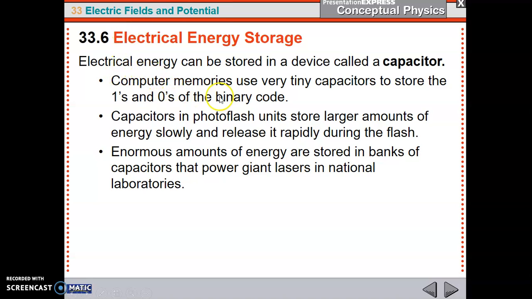Electrical energy can be stored in a device called a capacitor. Computer memories use very tiny capacitors to store the ones and zeros of the binary code. You do know that computers work on ones and zeros, right? And photo flash units. So when you have a camera and it makes a flash, the flash is done with capacitors. Another place where I see capacitors used all the time are in the giant lasers and national laboratories.